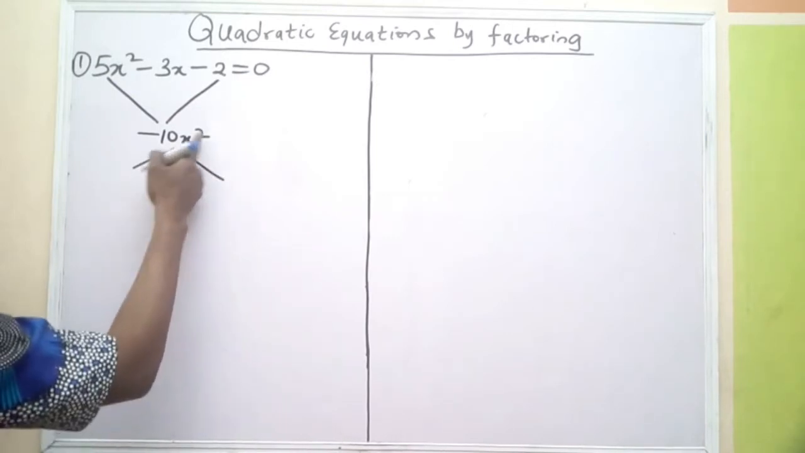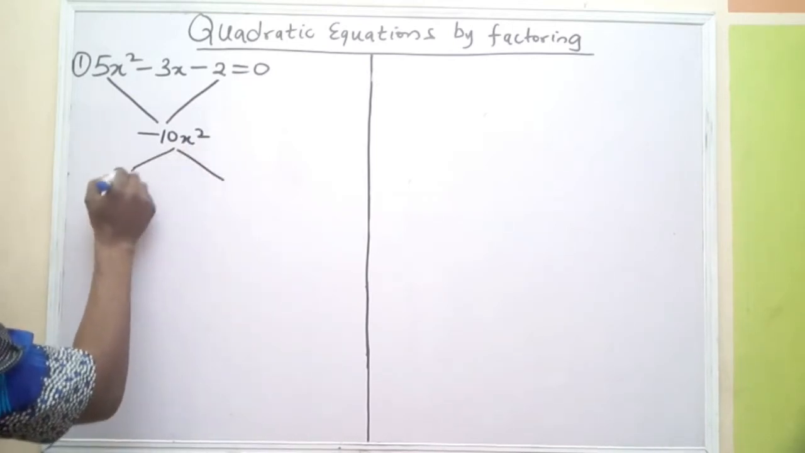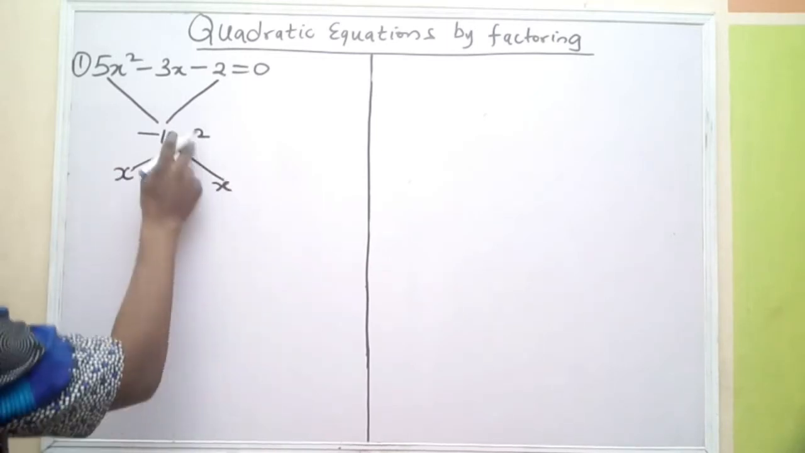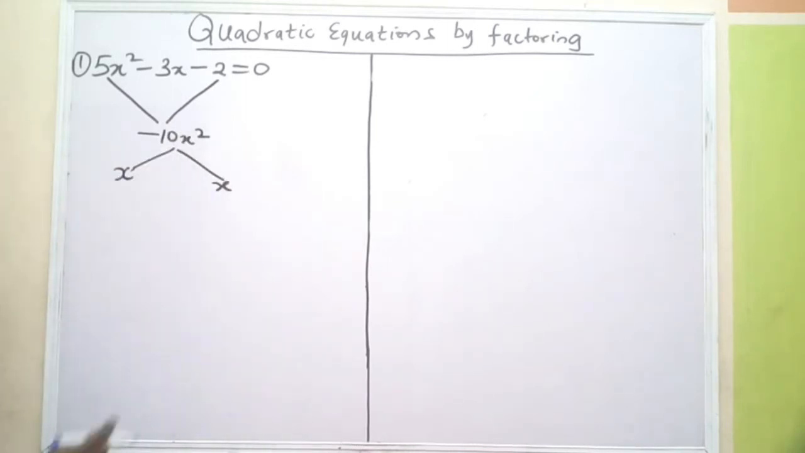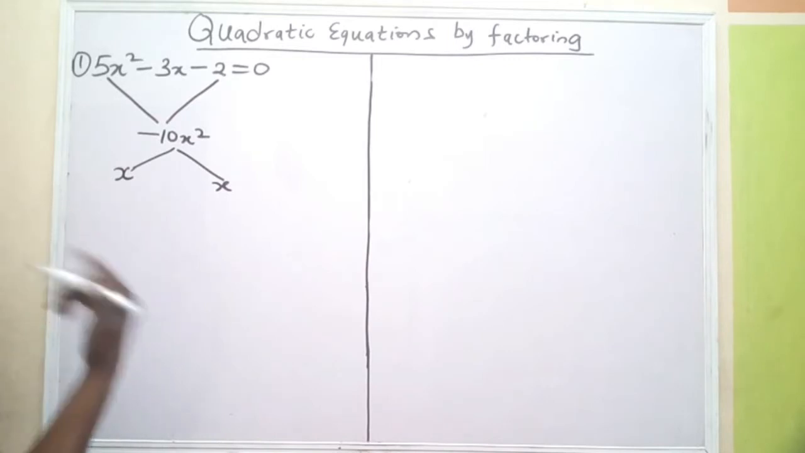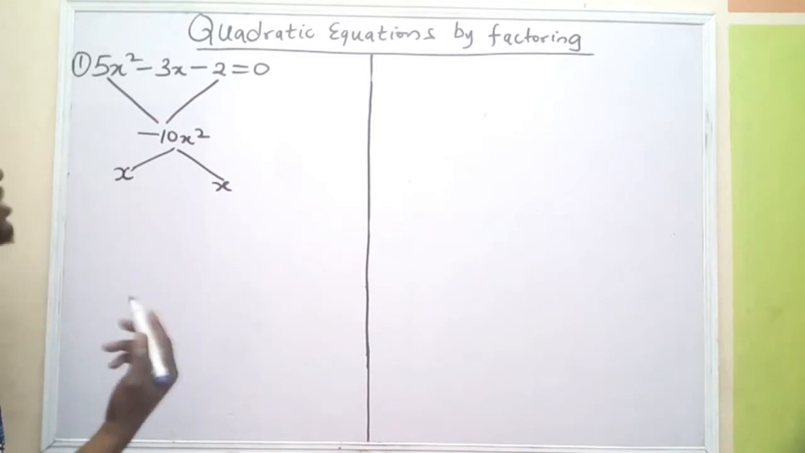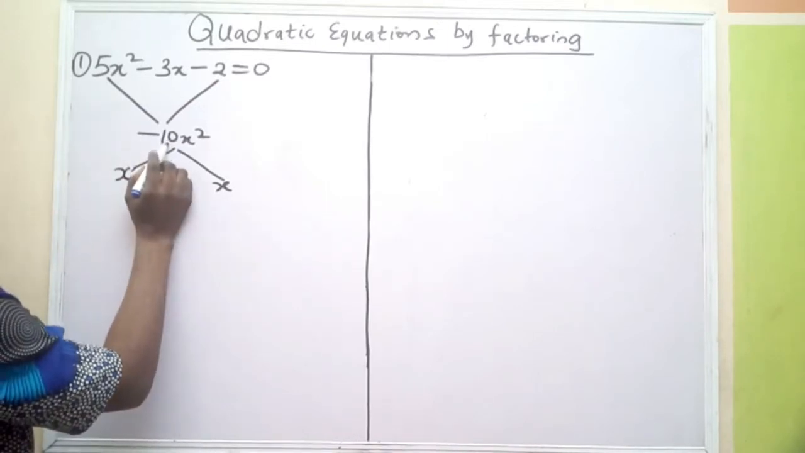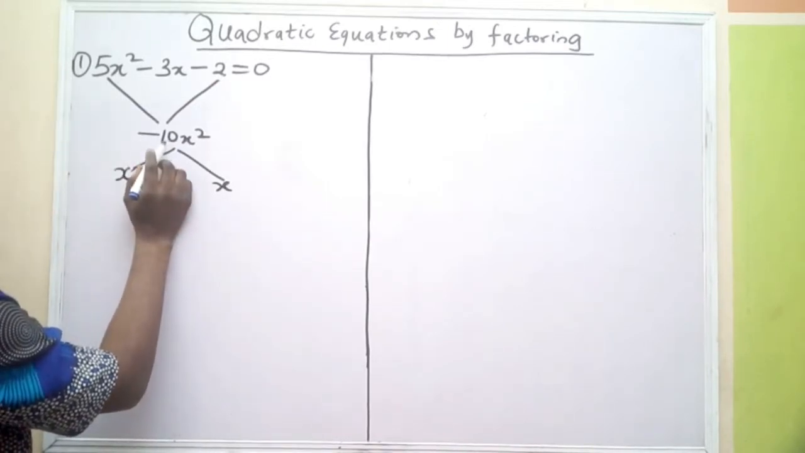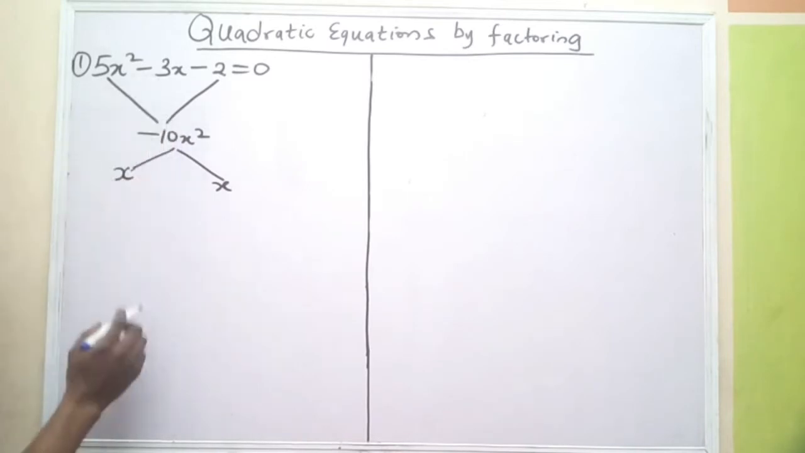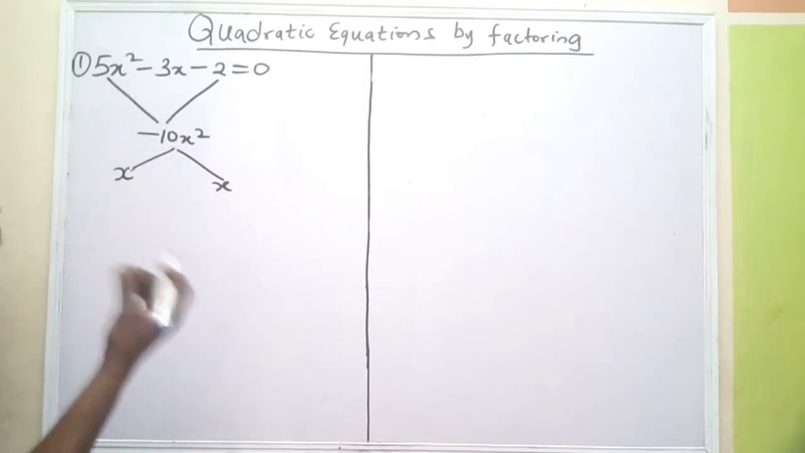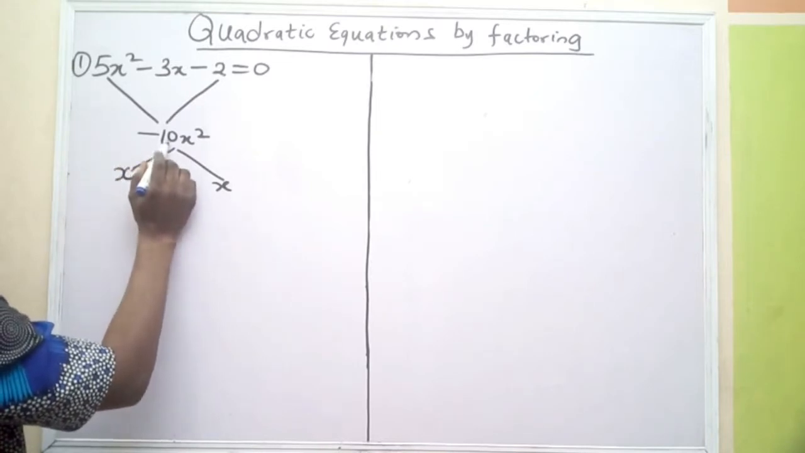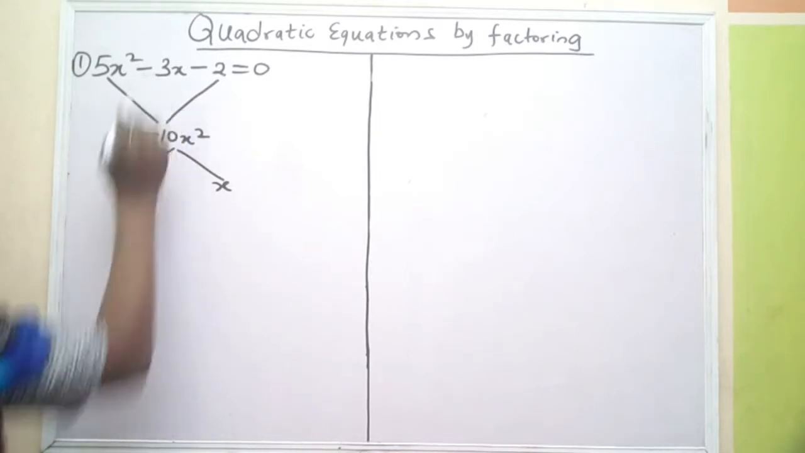Now the second step is to break the x squared into x and x. x times x will give me x squared. The next thing is to find two factors such that when I multiply them, it gives me minus 10. If I add or subtract the same factors, it gives me minus 3. I'm going to say that again. We want to look for two factors so that when we multiply them, it gives us minus 10, and if we add or subtract, it gives us minus 3.